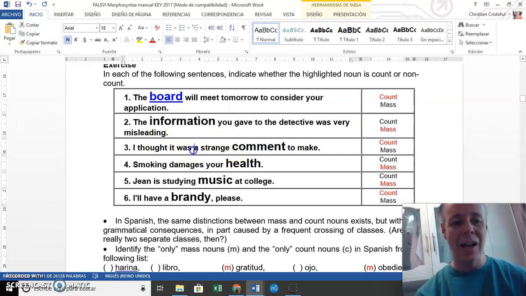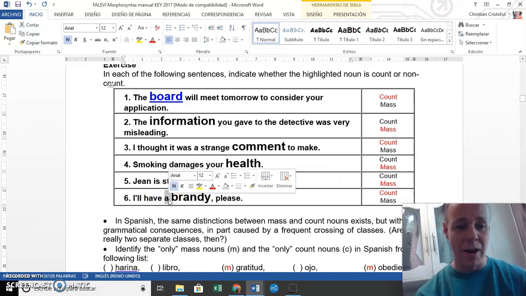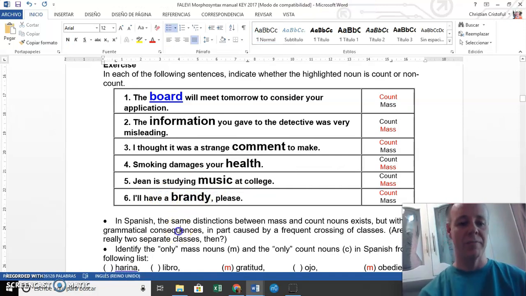A strange comment. It says a comment, so immediately we think of a count noun. Health is a mass noun. Music is a mass noun. A brandy is a count noun. It has a brandy, so it's a count noun.